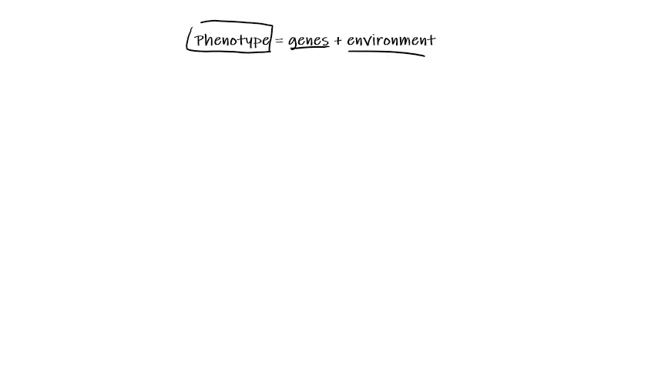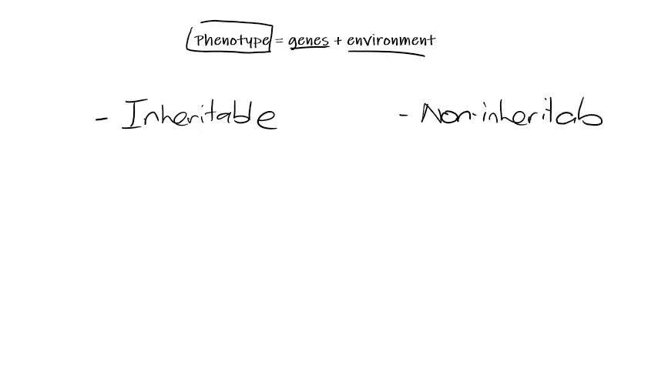So it's either inheritable, the phenotype, whatever we're talking about, or non-inheritable. So what that means is that inheritable, if there's a phenotype that is a result of the genes, then that would be inheritable. If it's a result of the environment, then it is non-inheritable.